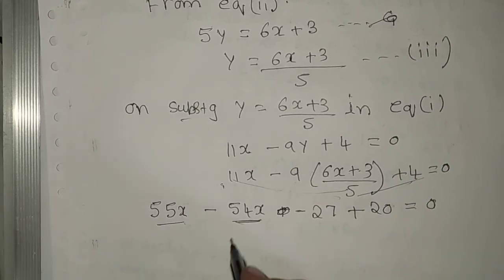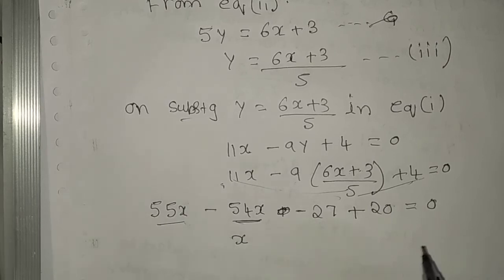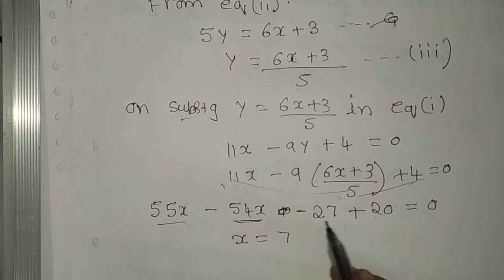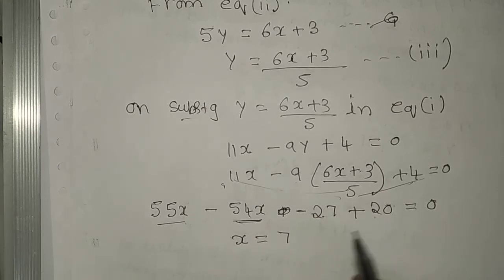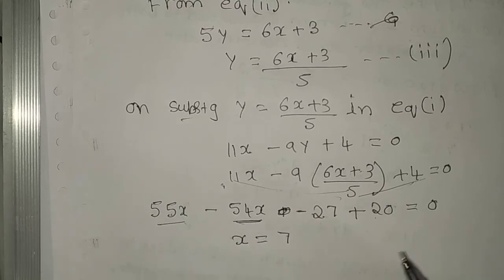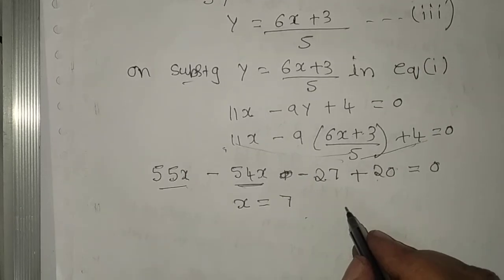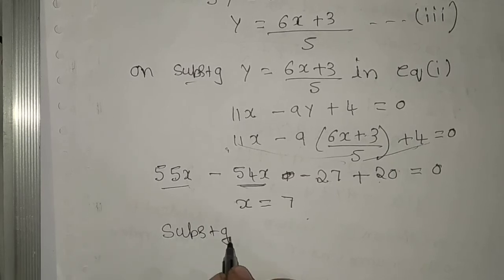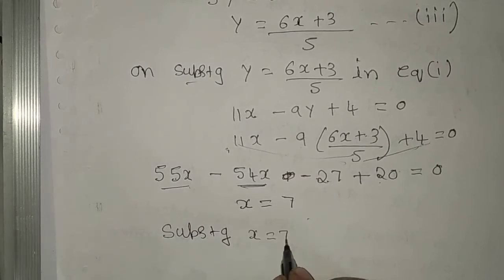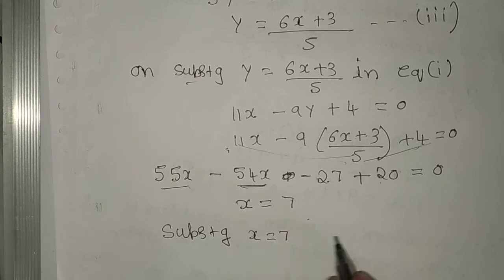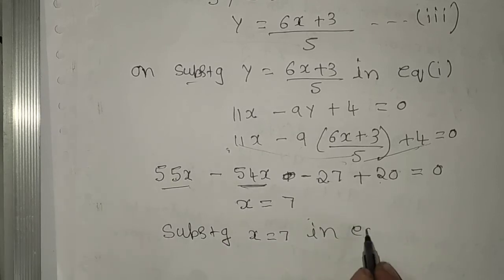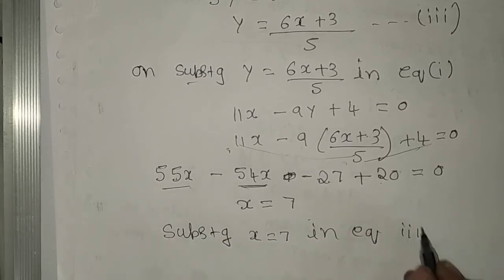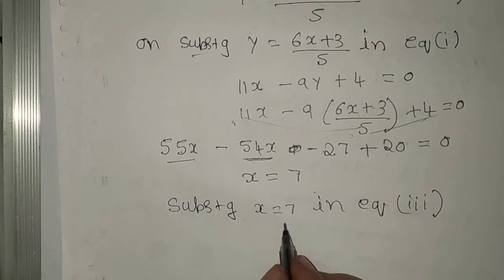See here we get x here, then this one solve, we get finally 7. That is minus 27 plus 20 will become 7. This 55 minus 54 is x. So therefore we got x here. Next is substituting x is equal to 7 in which equation? In equation 3. So we have to substitute in equation 3.